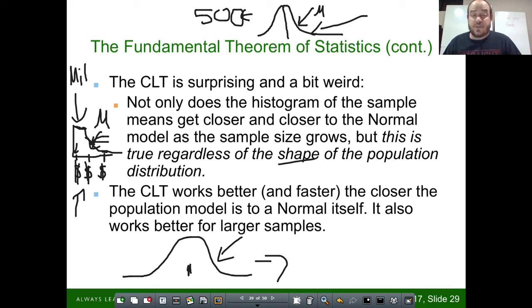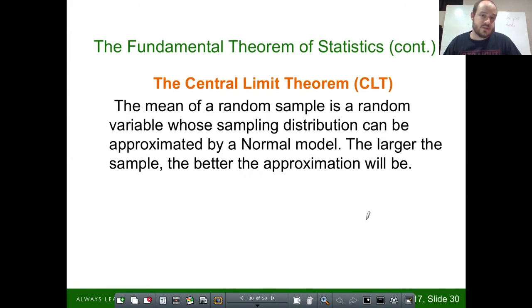All right. So let's go ahead and look at what your actual central limit theorem is in the textbook. In the textbook, it's going to say that the central limit theorem is the mean of a random sample is a random variable whose sampling distribution can be approximated by a normal model. The larger the sample, the better the approximation will be. All right, so what does that mean?